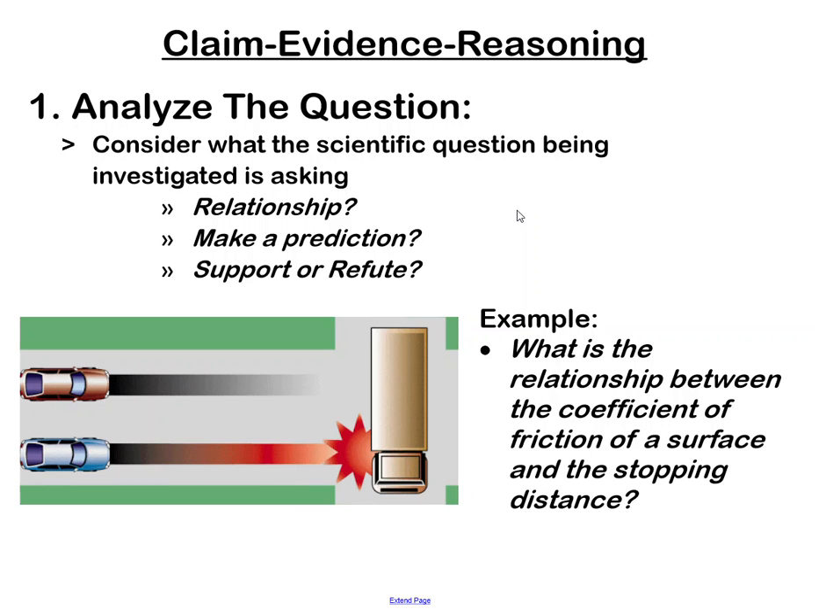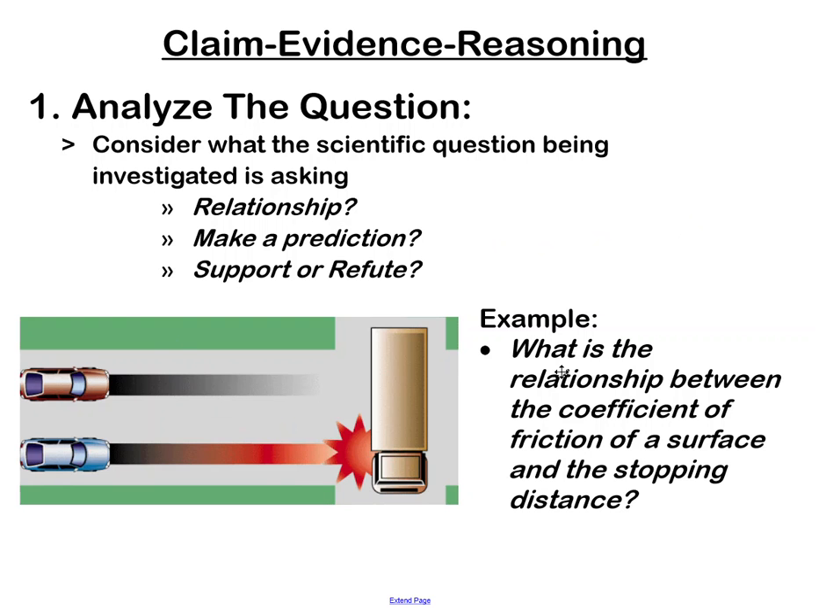Oftentimes students, I think, will just do an experiment and collect data and then they write some stuff down, but they're not actually thinking about what am I trying to answer? And so I've got an example that we'll use throughout this video. In this one, we'll use a physics one. It is, what is the relationship between the coefficient of friction of a surface and the stopping distance? And it doesn't matter that you don't know what the coefficient of friction is. I mean, if you understand what friction is, how does friction affect stopping distance is really what this is asking you. Okay, so that's what this question is.